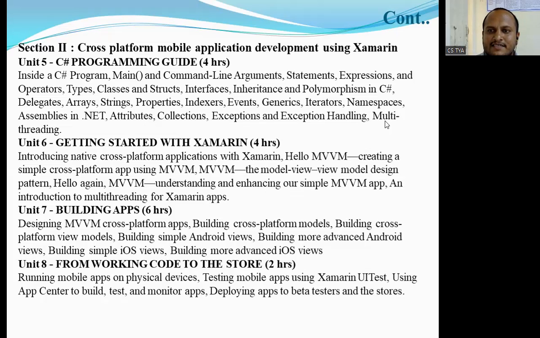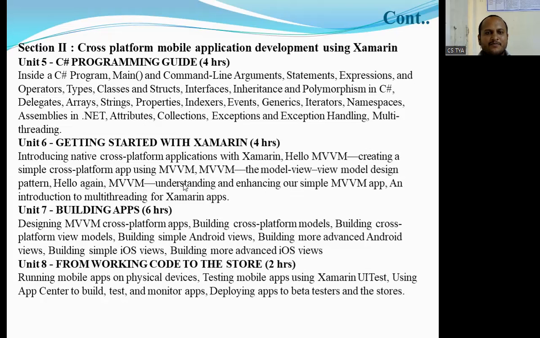Okay, in the second section, we have a total of 4 units, unit number 5, 6, 7, and 8. The fifth unit is related to C# programming guides. This is the next language, a programming language after Java.